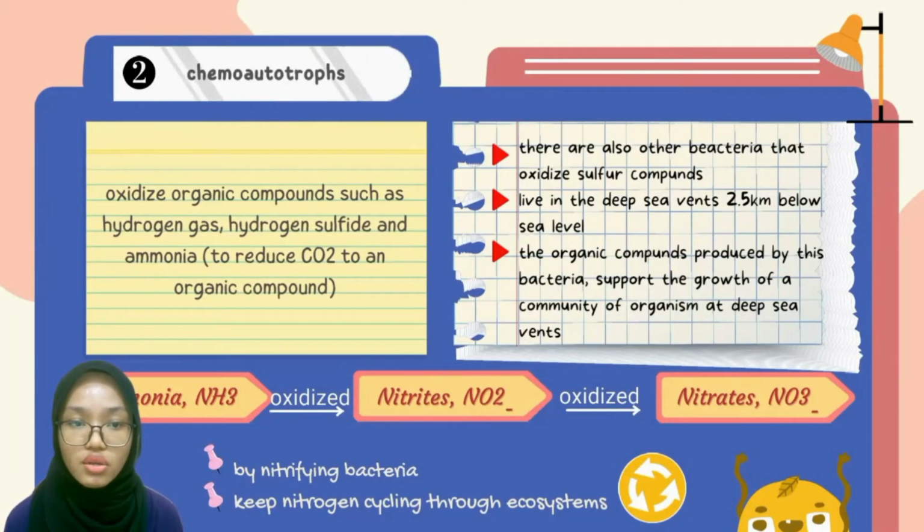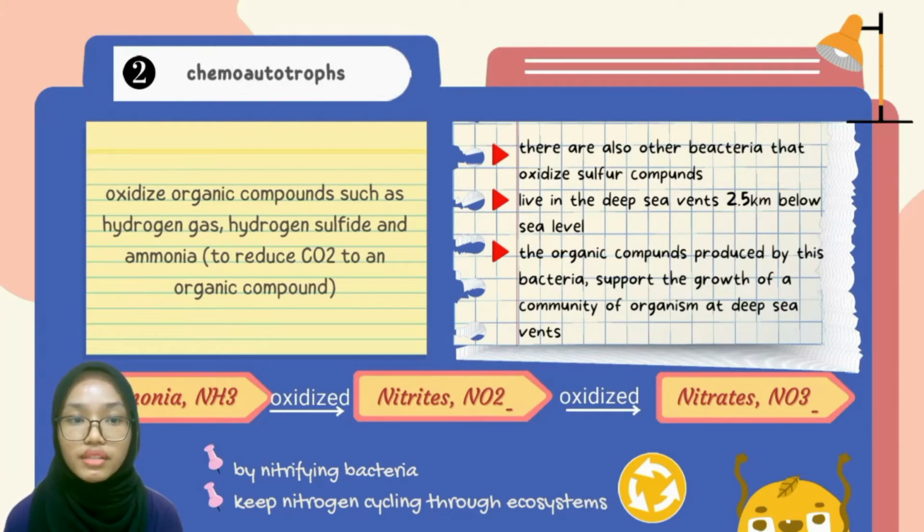Chemoautotroph bacteria oxidize inorganic compounds such as hydrogen gas, hydrogen sulfide, and ammonia to reduce carbon dioxide to an organic compound. An example of chemoautotroph bacteria is nitrifying bacteria. The nitrifying bacteria oxidize ammonia to nitrites and nitrites to nitrates. Their metabolic abilities keep nitrogen cycling through the ecosystem.